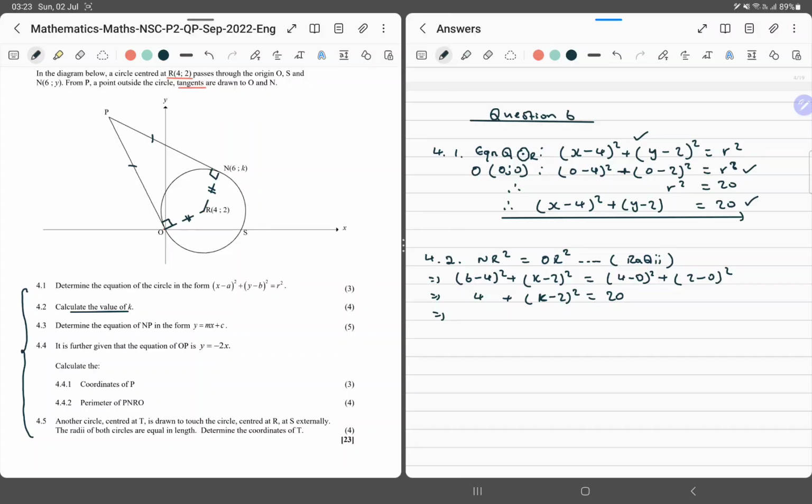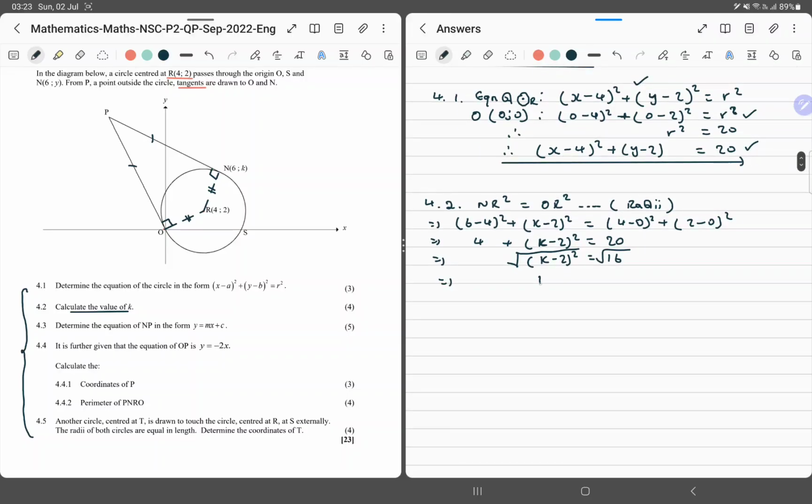Then this implies that k minus 2 all squared is going to be 16. Then we take the square root. And then what do we get? We get that k minus 2 is plus or minus 4. Okay? So essentially, we can say therefore k is going to be equal to, we take the positive one, 6, or k is going to be equal to, this is going to be minus 4 plus 2, that's minus 2.